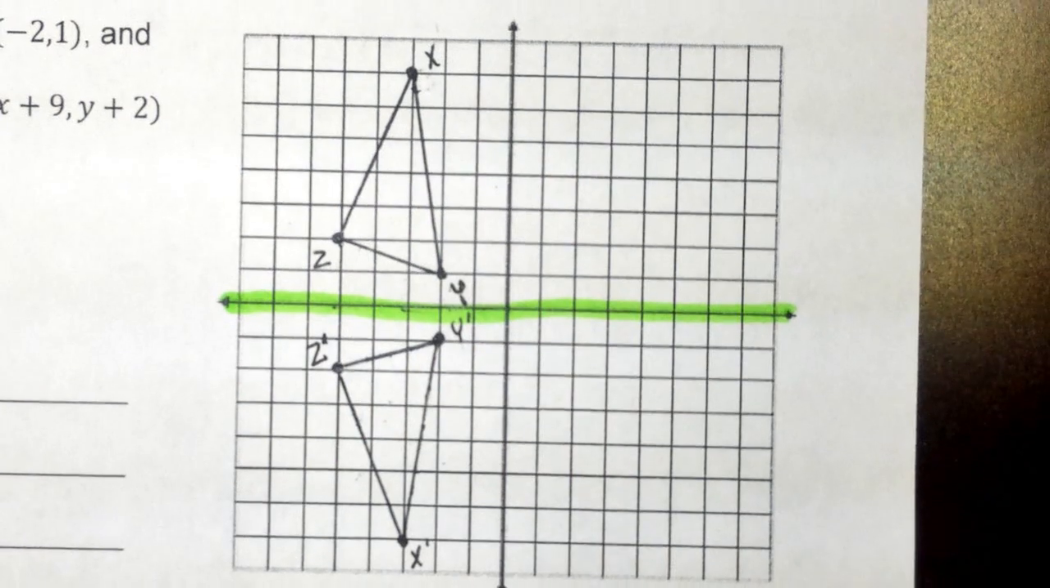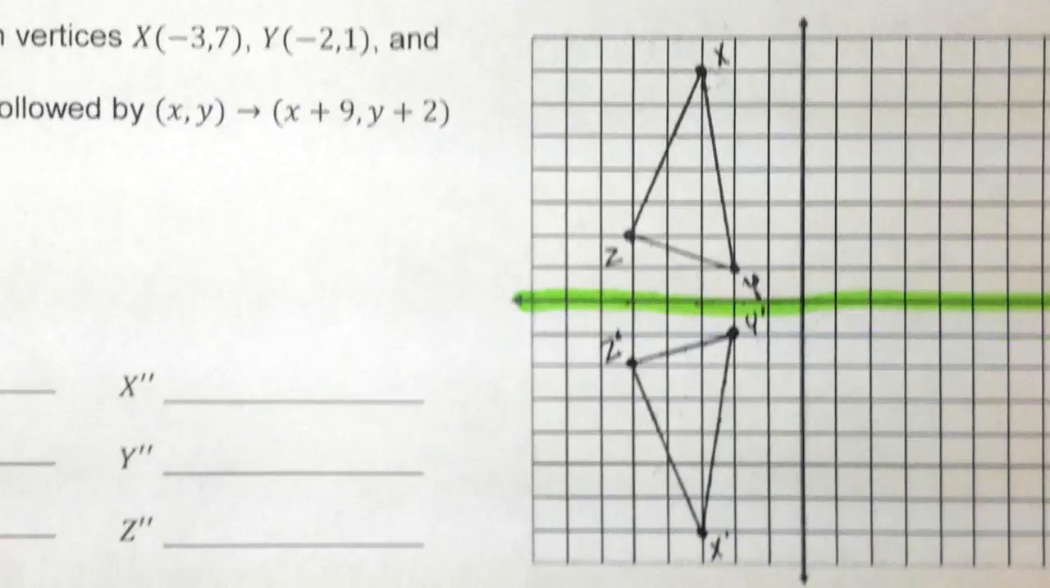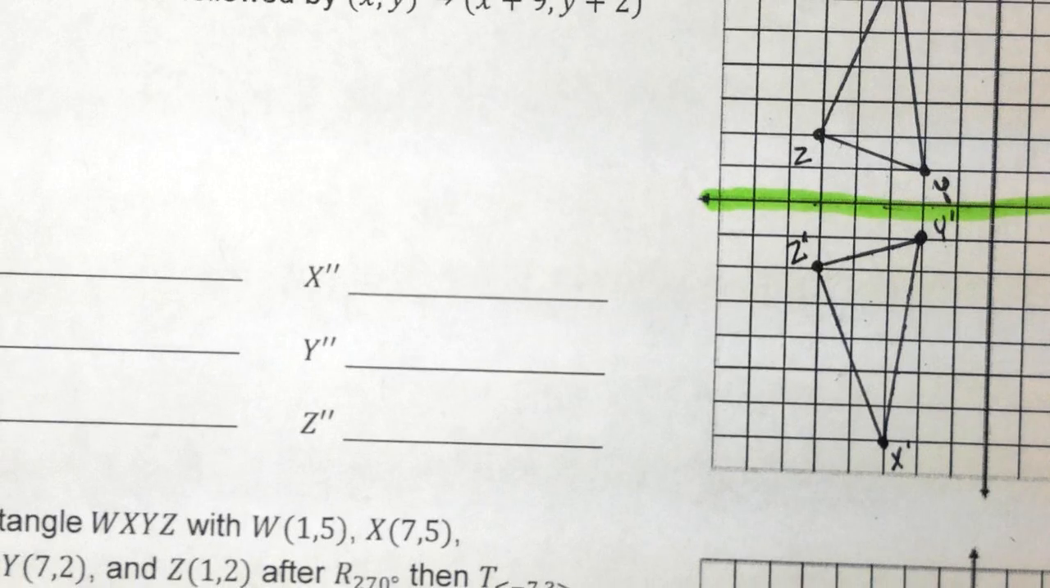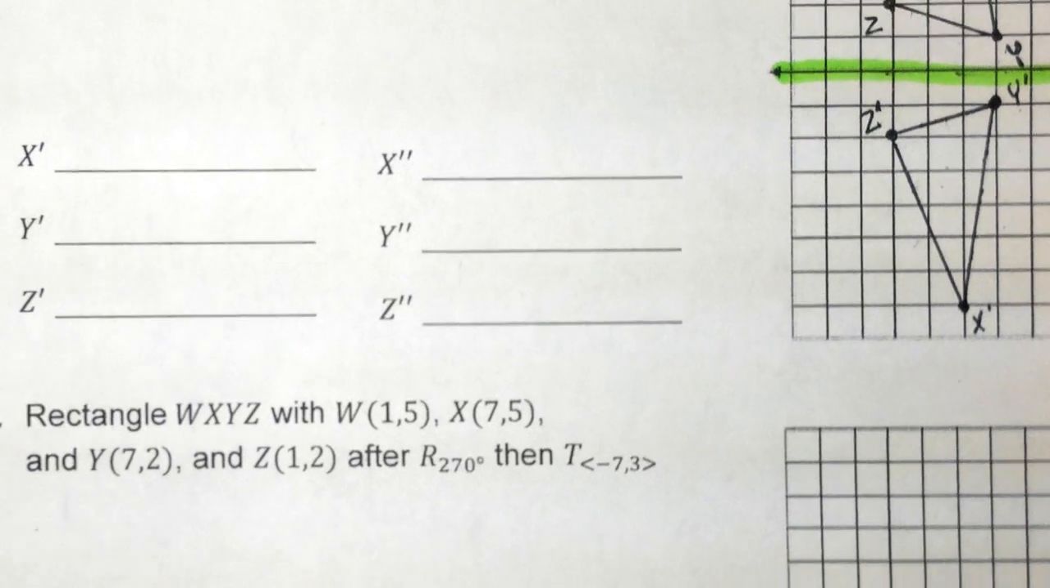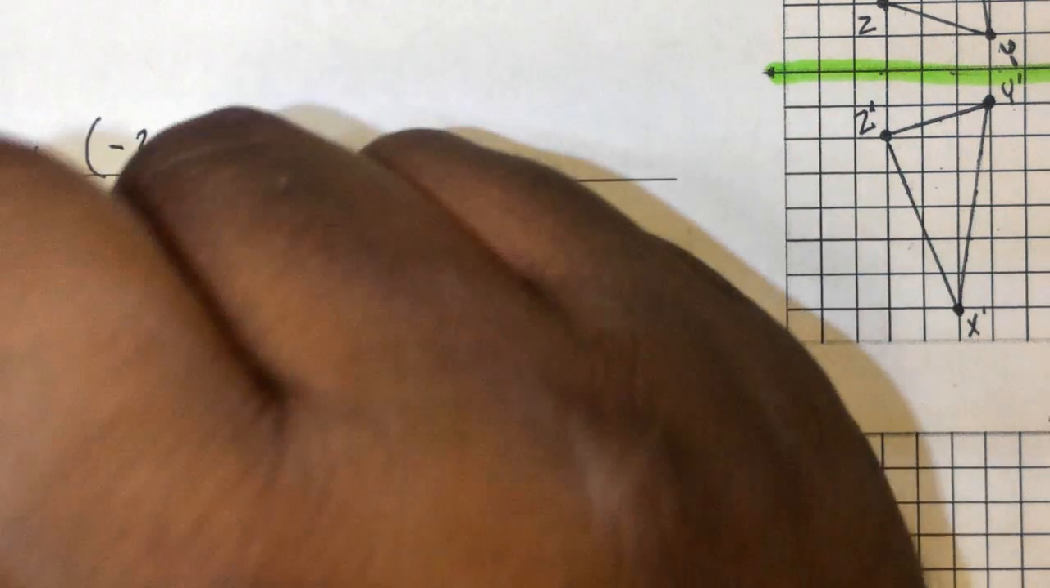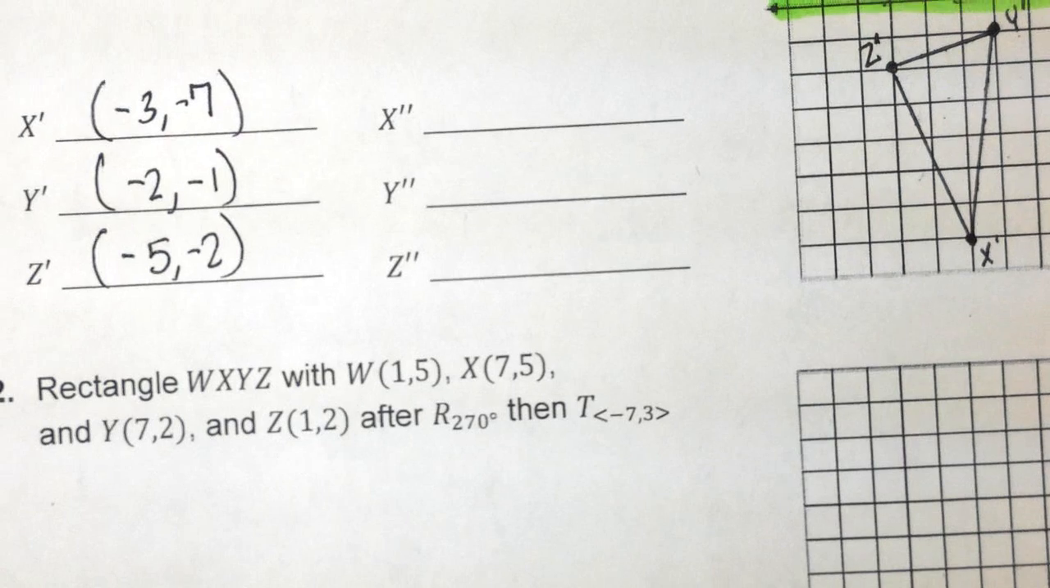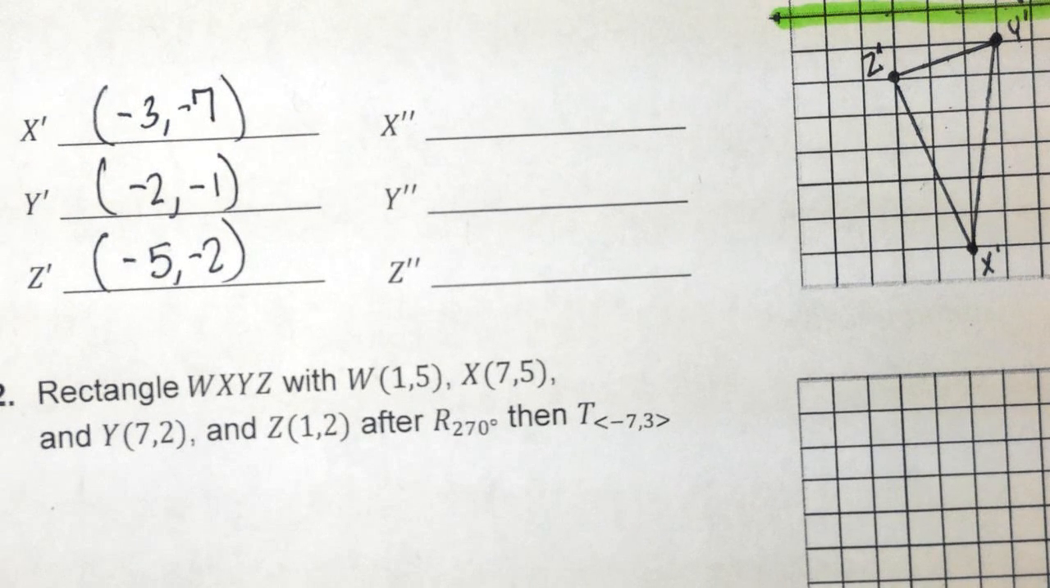Alright, so if you do that correctly, that should look like a reflection over the x-axis. Then out to the side here, you want to get those coordinates. X prime, it's going to be at -3, -7. Y prime is going to be at -2, -1. Z prime is going to be at -5, -2. So those are my coordinates at the reflection over the x-axis.